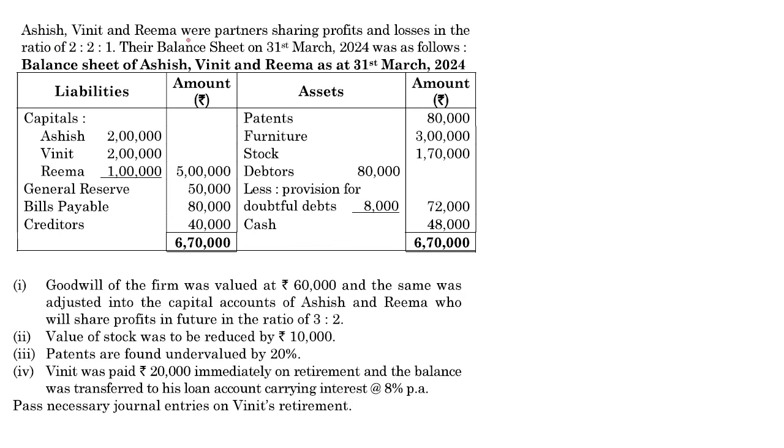Ashish, Vinit, and Reema were partners sharing profits and losses in the ratio 2:1. Their balance sheet on 31st March 2024 is given to us, and we have been given a whole bunch of adjustments. They've told us to pass necessary journal entries on Vinit's retirement. Okay, so this is a question on the retirement of a partner, and we will go line by line.